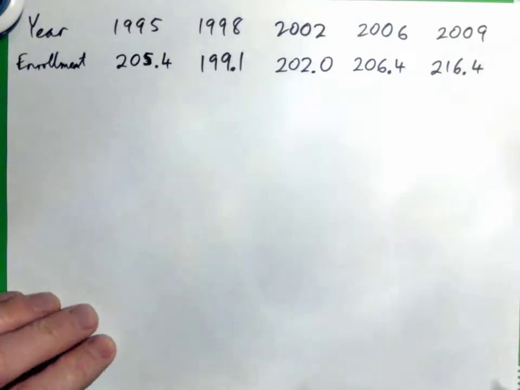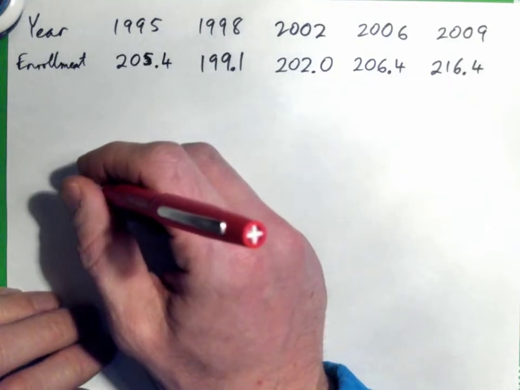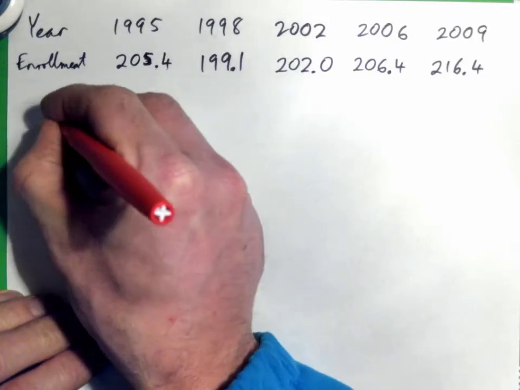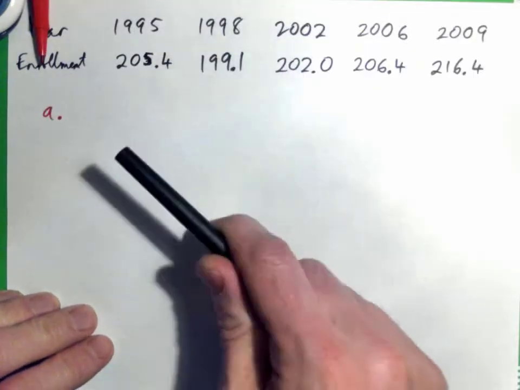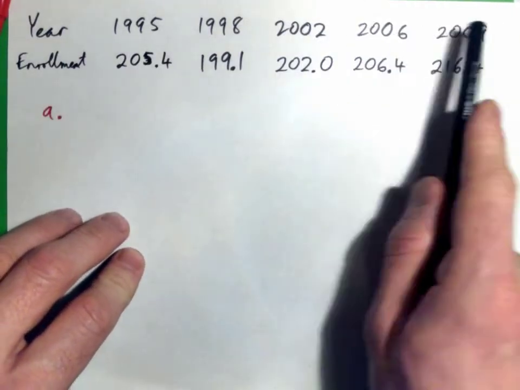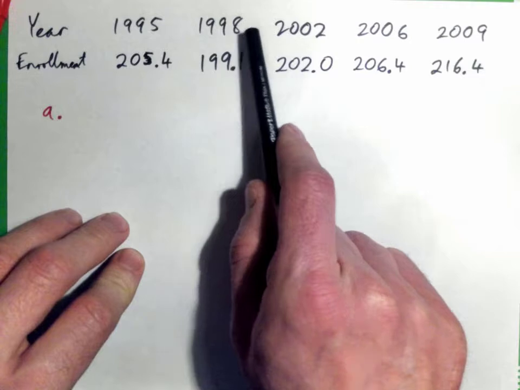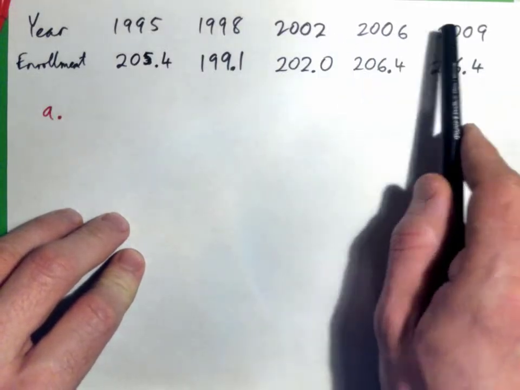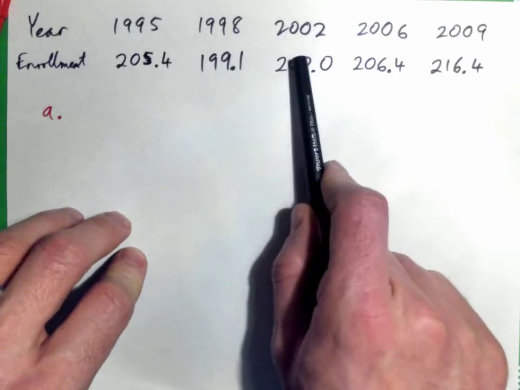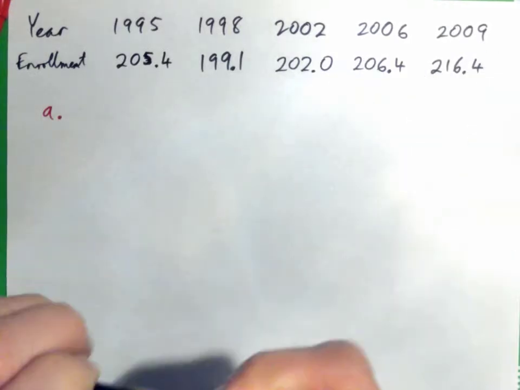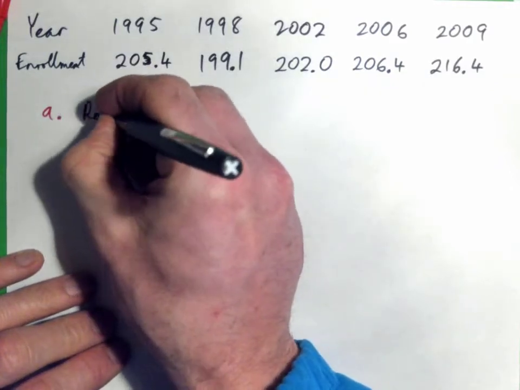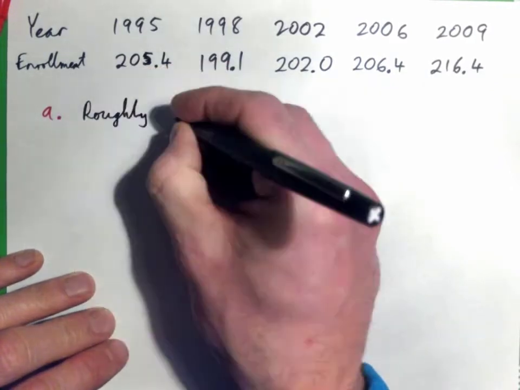Okay, so the first thing is we're going to explain in general terms what the data on enrollments in French show. So let's see, these are the years 95, 98. So the years are going up in threes, fours, 4 years later, 3 years later. The enrollment went down, it went back up again, it went a little bit up and then went more up. So I would say the enrollment is roughly constant. What would you think of that?